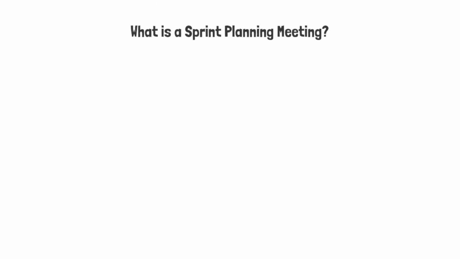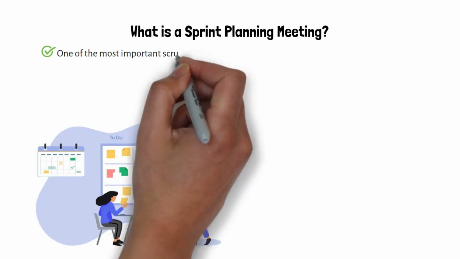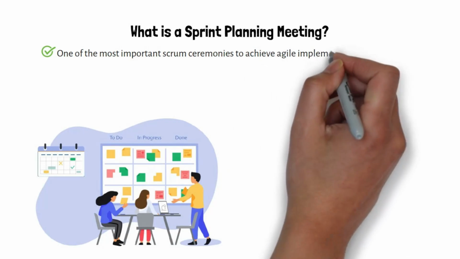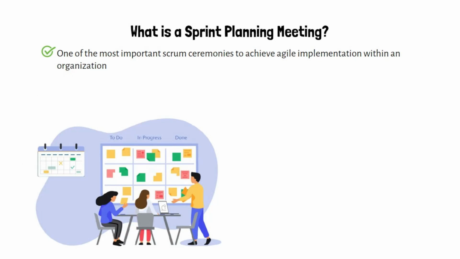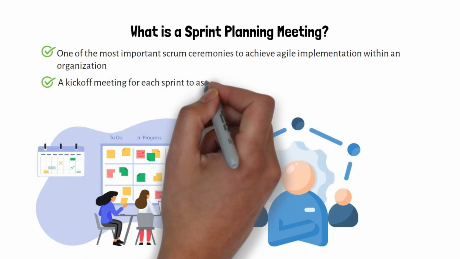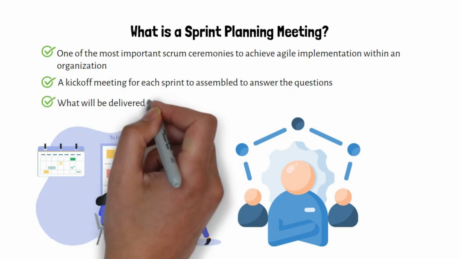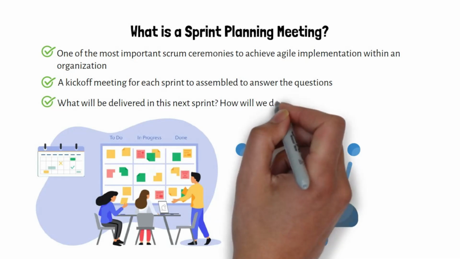What is a sprint planning meeting? The sprint planning meeting is one of the most important Scrum ceremonies to achieve Agile implementation within an organization. Therefore, implementing Agile and planning successful meetings require skilled and experienced team members. It is a kickoff meeting for each sprint to answer the questions: what will be delivered in the next sprint? How will we deliver?